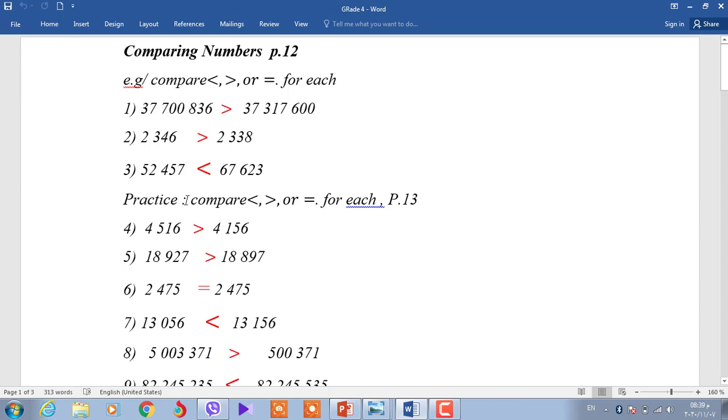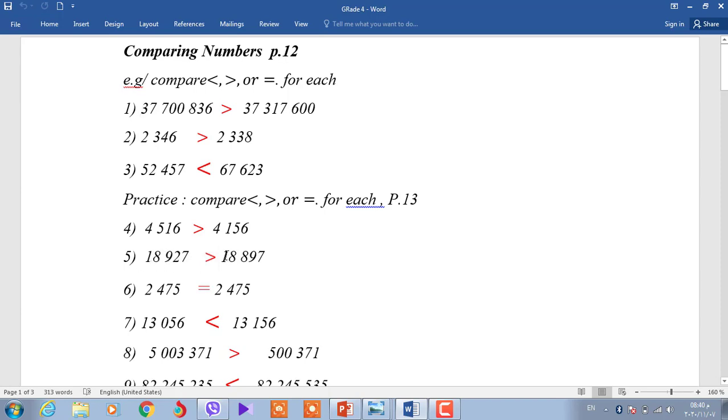In practices we have compare less than, greater than, or equal for each. I tell you at page 13, dear student, write down less than, greater than, or equal. Okay, in practice 4 we have 4,516 and 4,156. Which one is greater? Look, student, 4 in 1,000, 4 in 1,000. 5 in 100, 1 in 100. Because 5 is greater than 1, 4,516 is greater than 4,156.